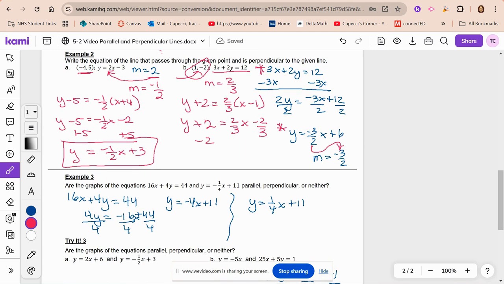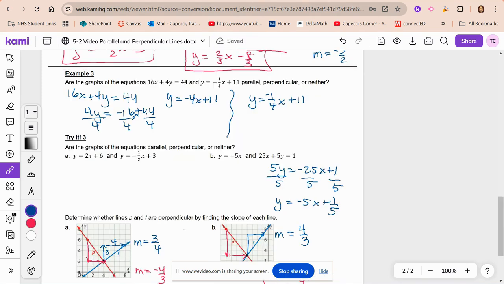Okay, so I'm going to subtract my 2 from either side, and you can use your calculator to figure out what that is, but I have y is equal to 2/3 x, and this is going to be minus 8/3. So that is my equation of the line that is perpendicular to this given line here and goes through the given point.